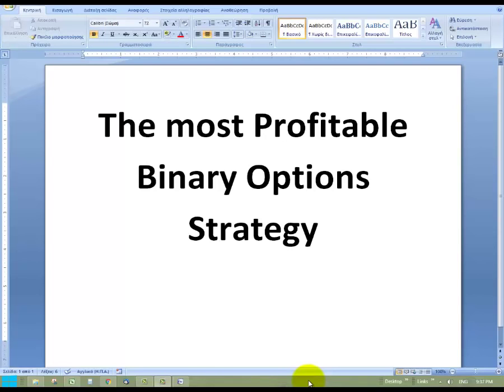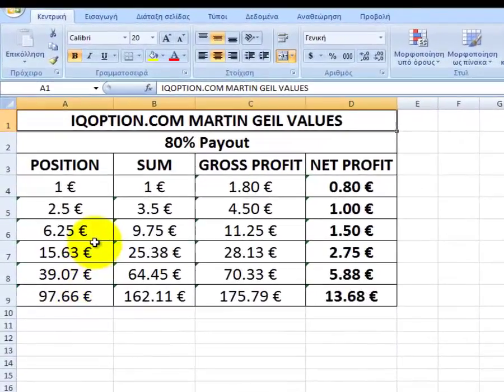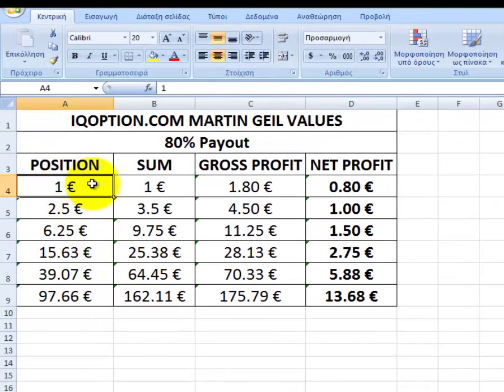The overall idea is that when we lose our first position, we open a second position multiplying the initial investment by 2.5. What do we mean by that? For example, we open a position and invest €1. If we lose the first position, then we open a second position multiplying the first investment, the €1, by 2.5. So in this case we will invest €2.5 in the second position.